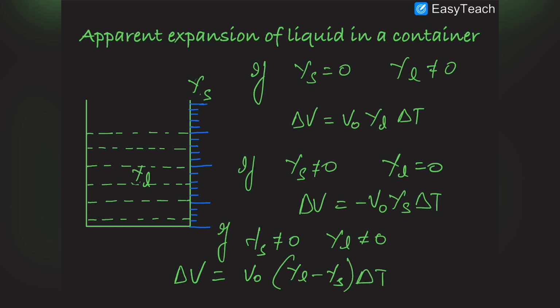And therefore we can say that the final volume will be V naught into 1 plus gamma apparent delta T. I am referring to gamma apparent as gamma L minus gamma S. This is gamma apparent. So this is the apparent expansion of the container, and this is the direct formula which I have derived for you. So you can use this formula and you can solve the numericals based on this apparent expansion of liquid in containers.